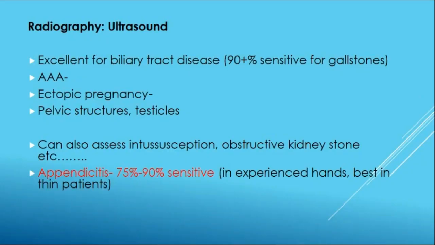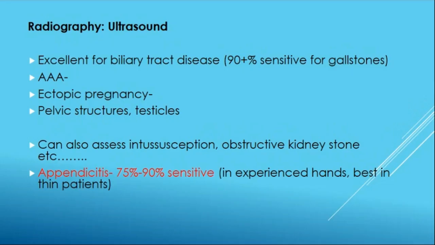Ultrasound scan is a very basic thing nowadays. It's a bedside test. You can use ultrasound for diagnosing a lot of surgical conditions, ruptured aortic aneurysm and ectopic pregnancies and a lot of things, right? Down there, I have highlighted appendicitis. It is 75 to 90% sensitive in appendicitis. That is why I am not depending on the ultrasound to diagnose appendicitis.